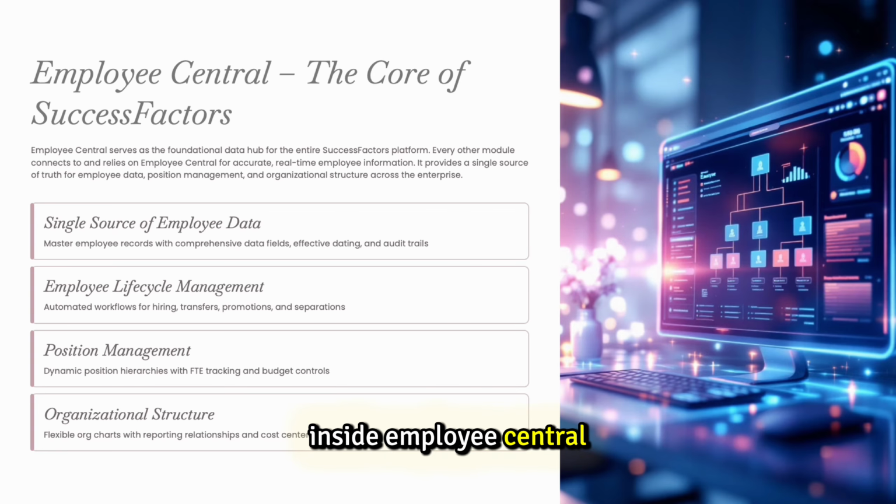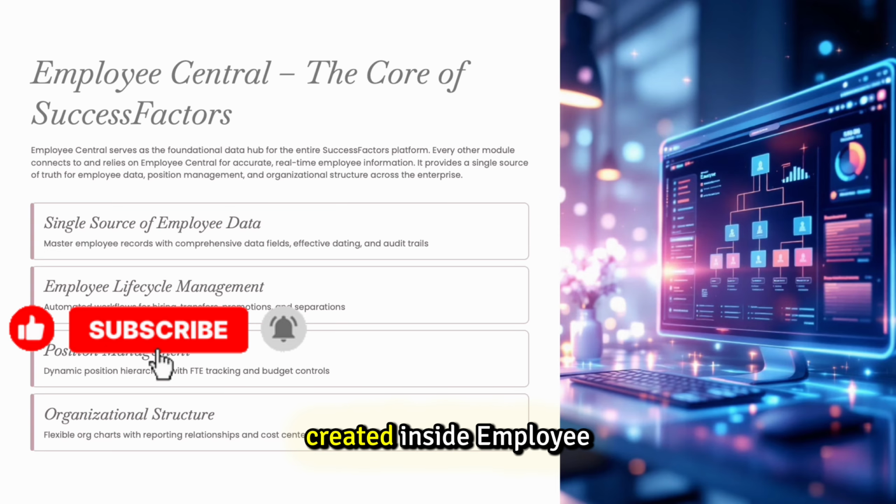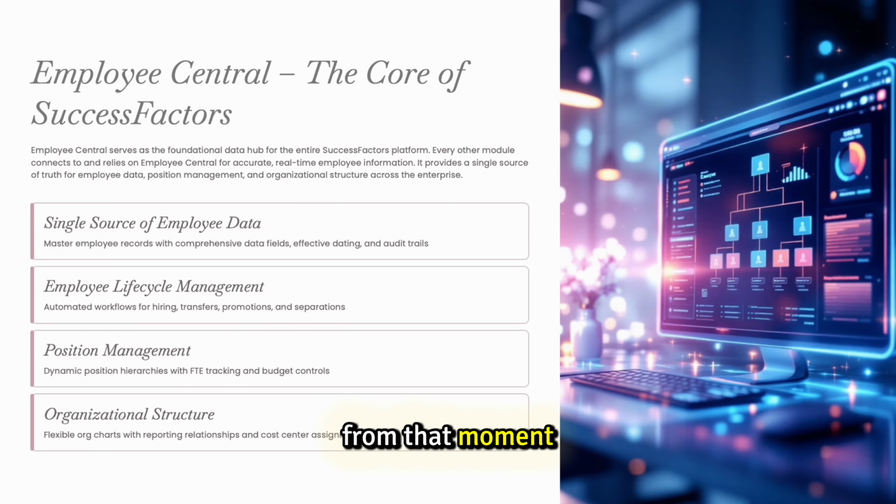Inside Employee Central, organizations store and manage critical HR information such as employee personal data, job information, organizational assignments, compensation structures, employment history, manager relationships, position management. This information forms the foundation for all HR processes in the company. When a new employee joins an organization, the hiring process begins in the recruiting module. But once the employee is officially hired, the record is created inside Employee Central. From that moment forward, Employee Central becomes the master record.